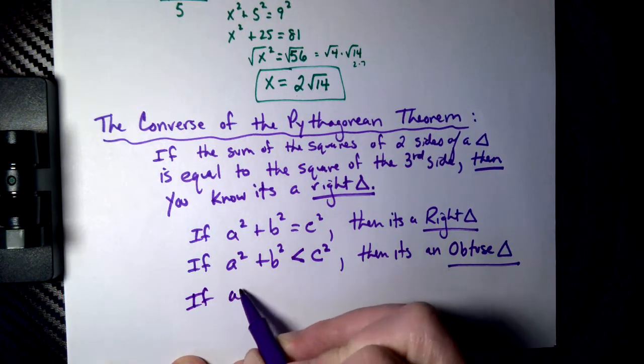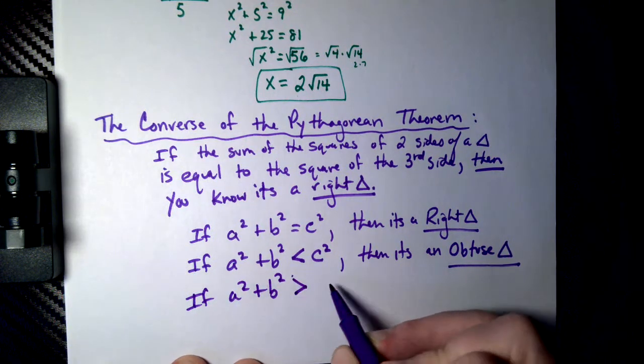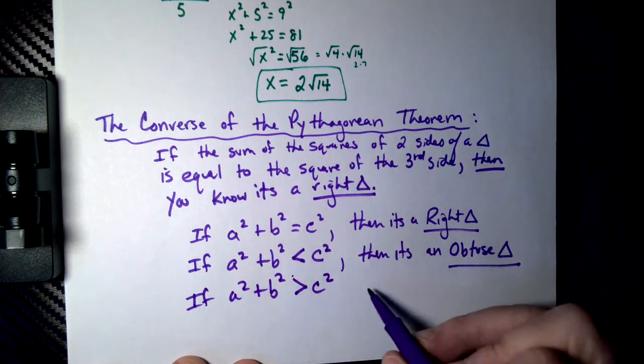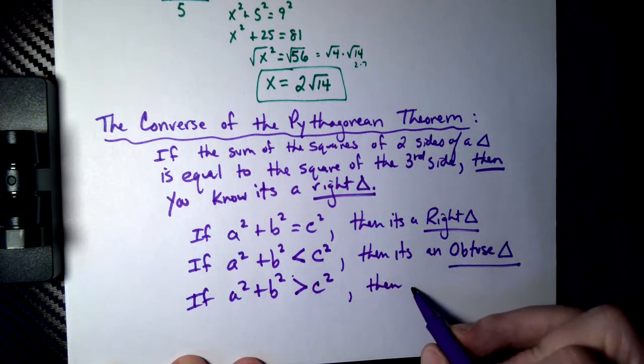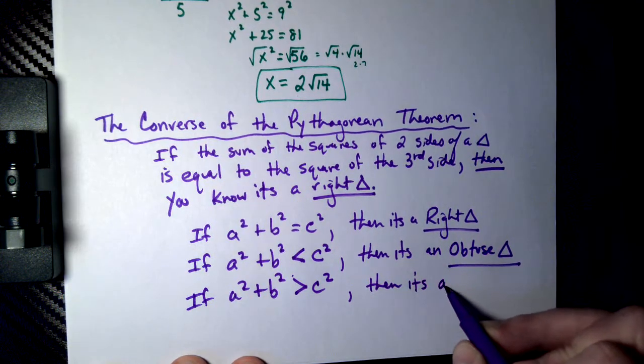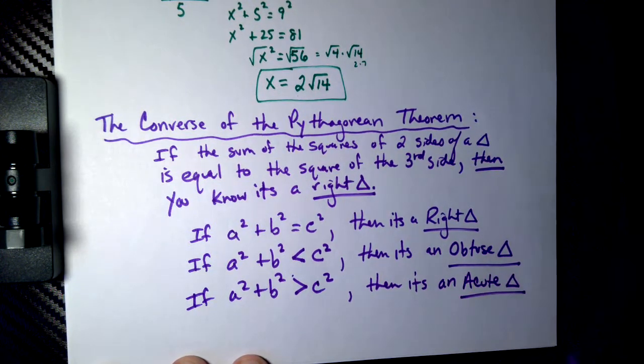Or if it comes out the other way, where the leg squared is bigger than the c squared, the hypotenuse squared, well, it wouldn't be a hypotenuse then. It's an acute triangle. An acute triangle has all three acute angles. All three angles are acute. All right, so keep that in mind.